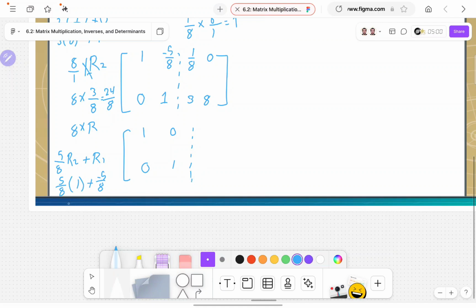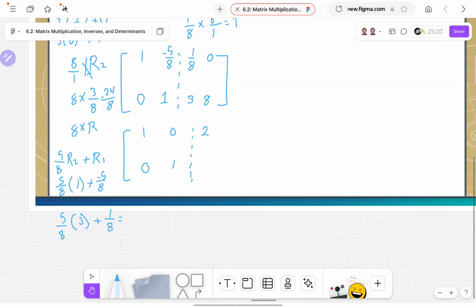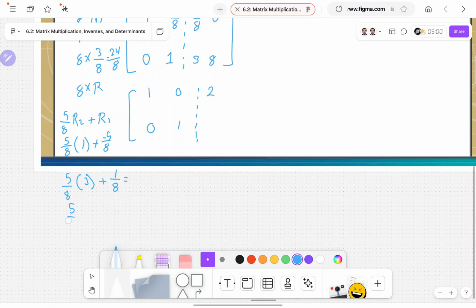Okay, then let's continue. Row 2 is 5 over 8 times 3 plus 1 over 8. So the answer will be 2. Now let's continue. 5 over 8 times row 2, which is equal 8, plus 0. So the answer will be 5. Okay, so now I have 3, 8, 2, 5.